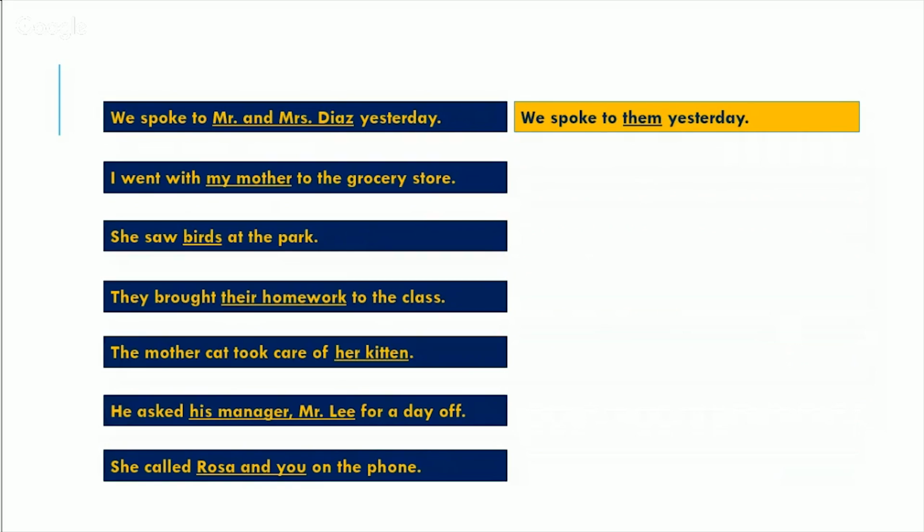Let's look at number 2. I went with my mother to the grocery store. Let's change my mother to an object pronoun. You can type it, you can write it. All right, I'm going to wait a second or two more to see some more answers in there.